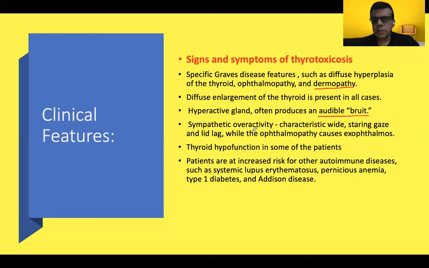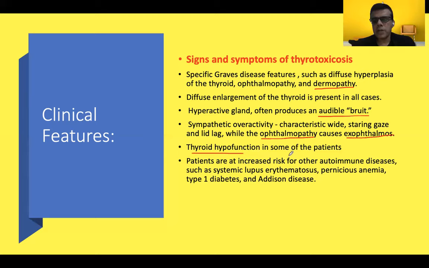There is sympathetic overactivity characteristically seen with a wide staring gaze and lid lag. And ophthalmopathy causes proptosis or exophthalmos, protruding eyeball that can sometimes lead to corneal injury and corneal ulceration. Thyroid hypofunction may be seen in some patients very rarely due to presence of thyroid inhibiting immunoglobulin, which has an antagonistic action to that of the TSI, which we discussed.